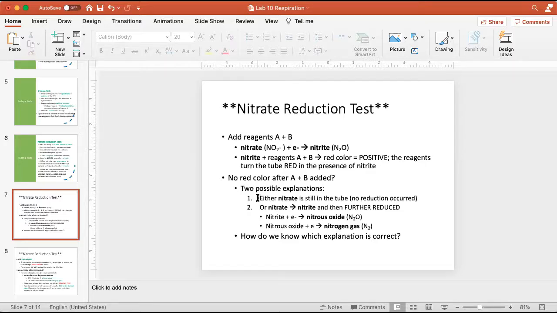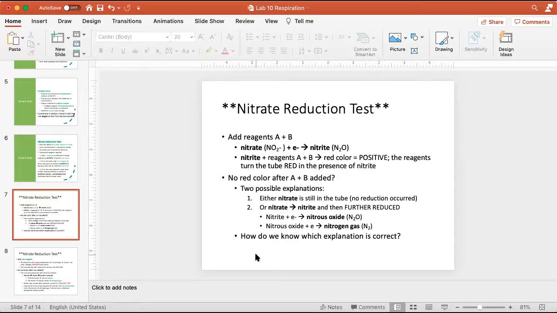Either the nitrate is still in the tube because the microbe could not reduce it, or the microbe reduced the nitrate to some product other than nitrite. It either turned it into nitrous oxide or all the way to nitrogen gas. Now, how do we know which explanation is correct?